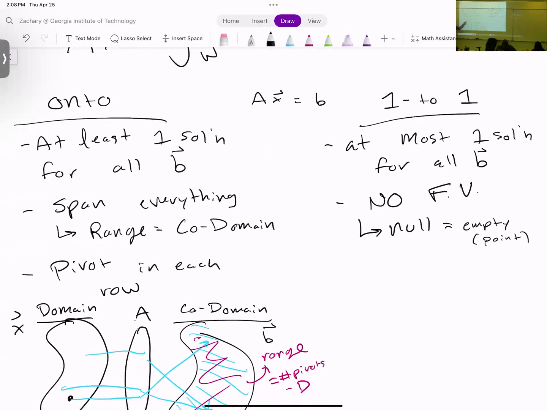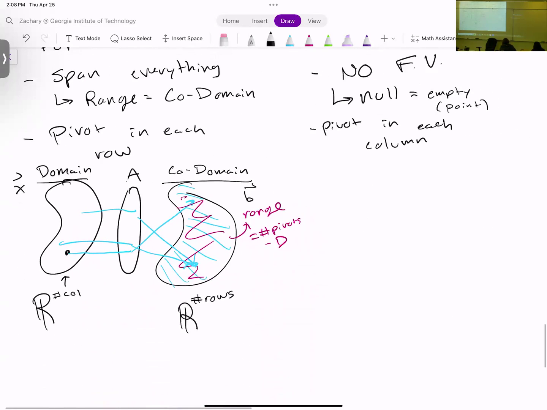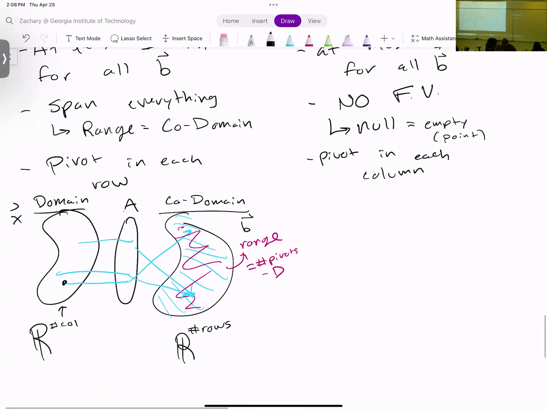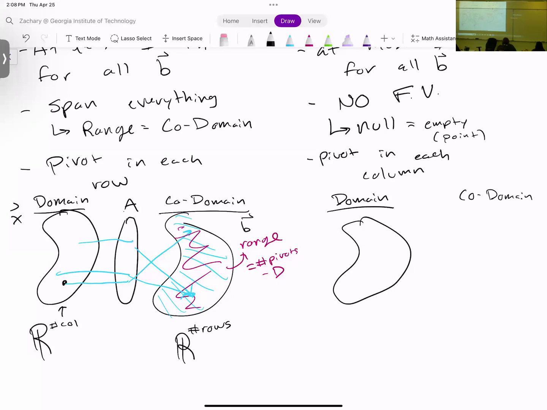If onto is a pivot in each row, what do you think this one is? That's how we find it numerically, right? So now let's draw what it looks like for one-to-one. Let's draw out our domain again. Let's draw out our codomain again. Okay. And here we once again have a matrix A. Okay. So 1, 2, 1. What do we think that at a very high level means?